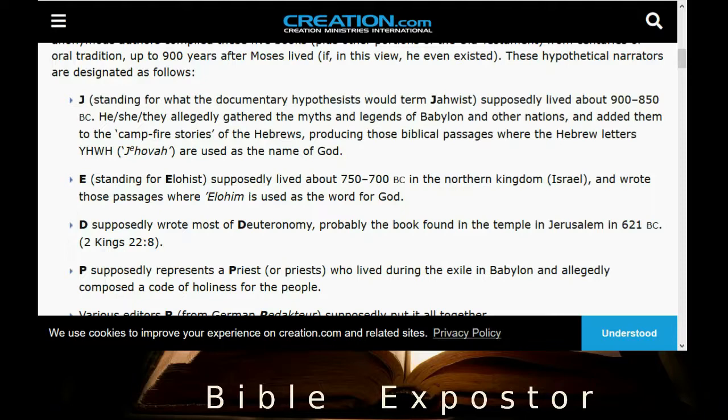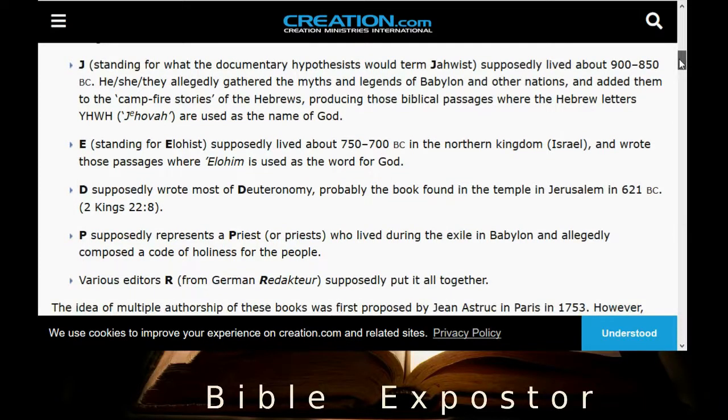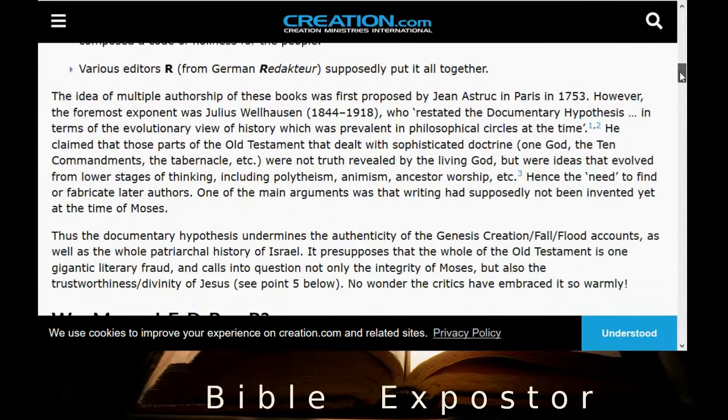E is for Elohist, the habit of the writer to use Elohim for God. D is Deuteronomy, that whoever wrote Deuteronomy wrote all the other books. And then P is the priestly theory that this was all just moral codes, and that these were all put together by an anonymous redactor, R, who assembled the whole thing and put it into one.